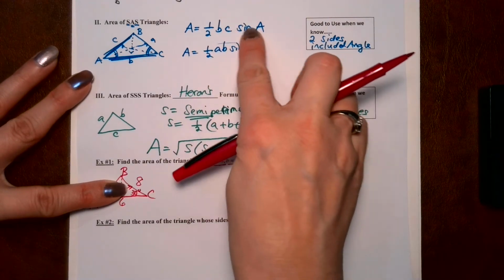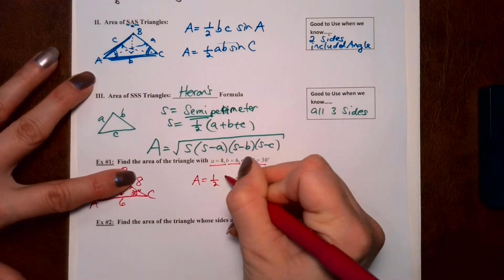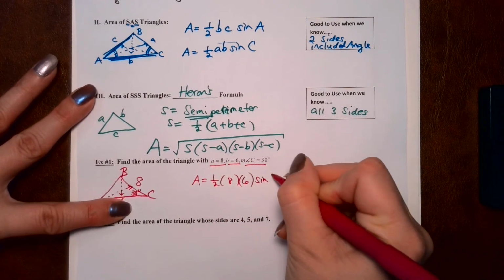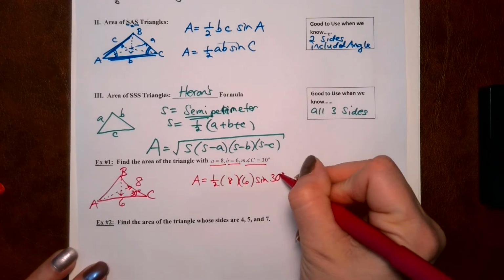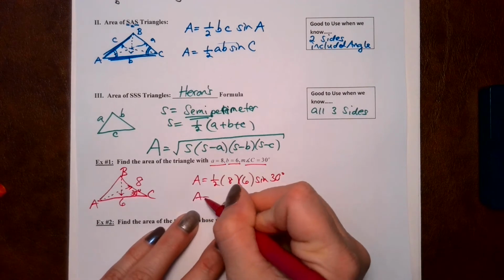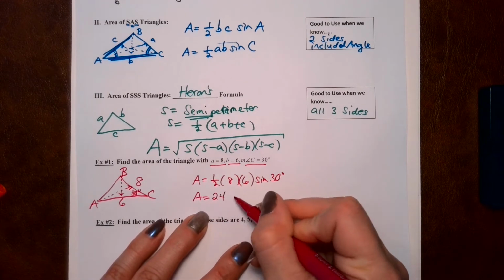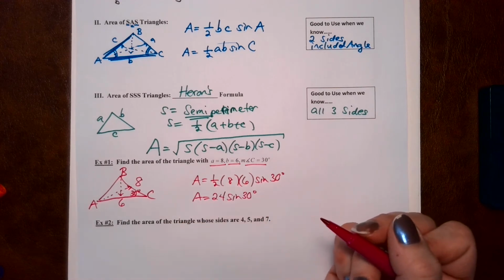Okay, so we're going to use this formula here with a sine in it. Area is 1/2 times 8 times 6 times the sine of 30 degrees. Okay, so let's go ahead and calculate this. Half of 8 is 4. 4 times 6 is 24 times the sine of 30 degrees.